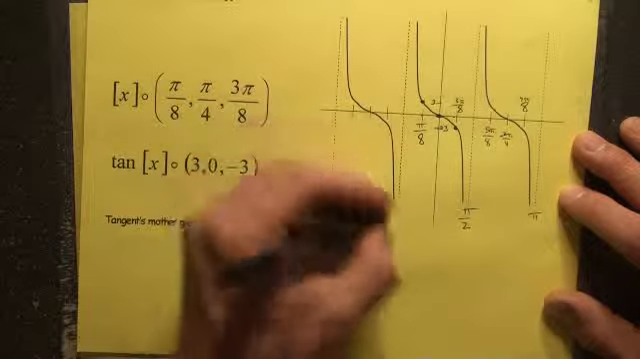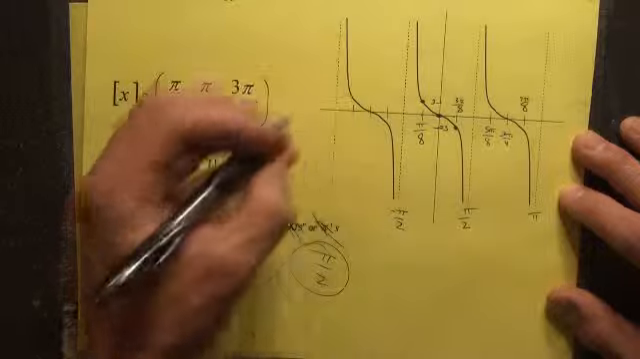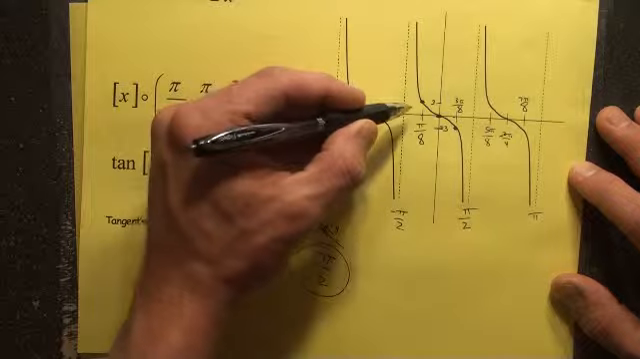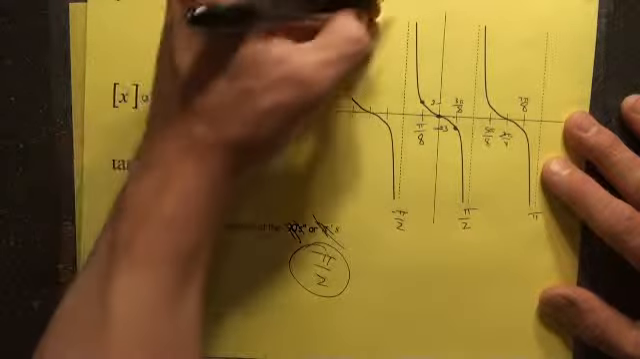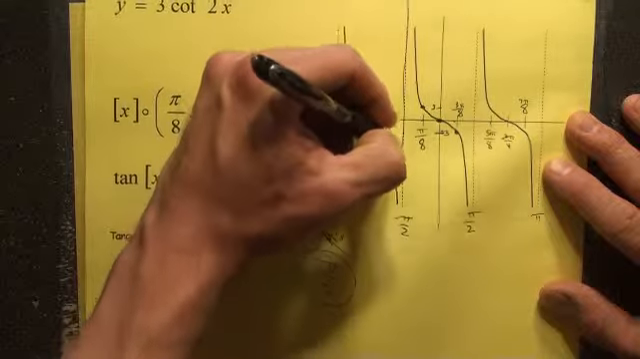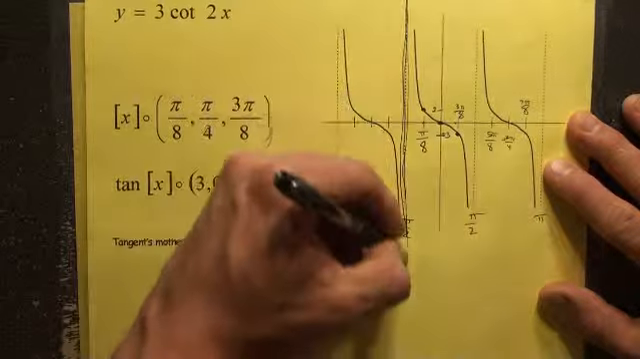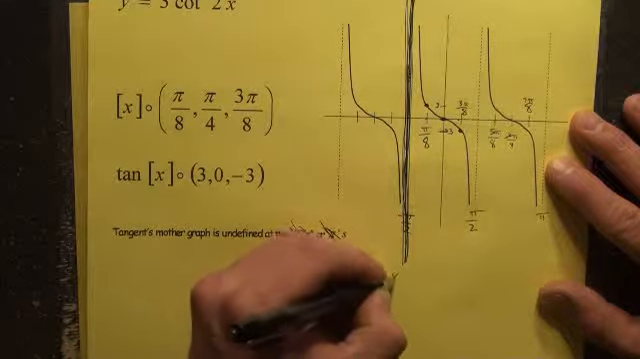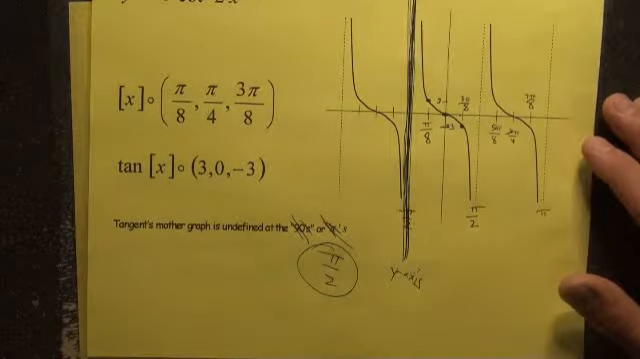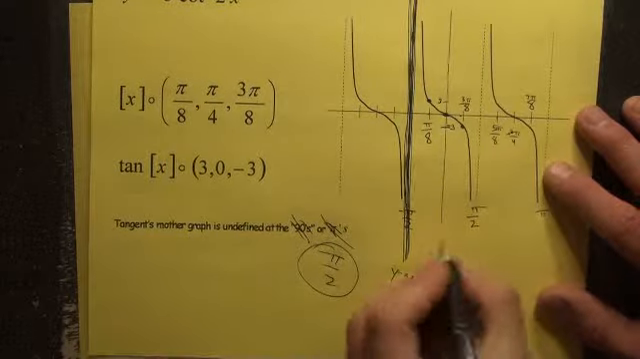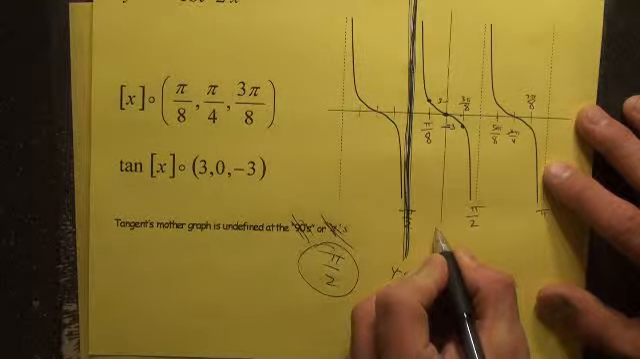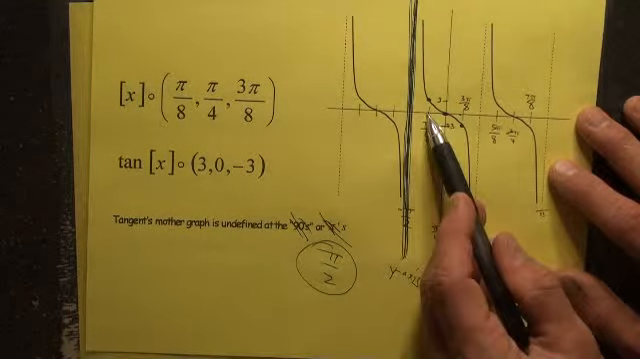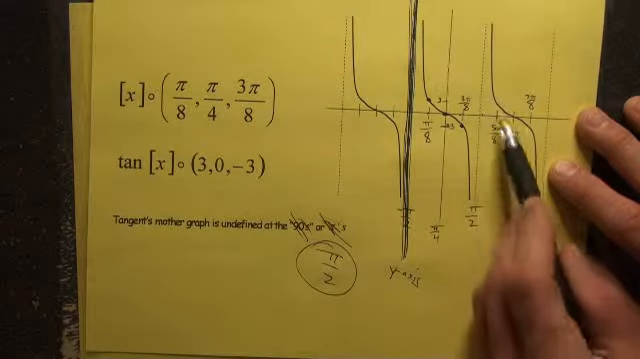Then you'd have negative pi over 2. We actually did this graph like this, and this is actually the y-axis, so that changes things a little bit here. There we go, we're good. This is going to be pi over 4. So we had pi over 8, 2 pi over 8, 3 pi over 8, 4 pi over 8, 5 pi, 6, 7, 8.